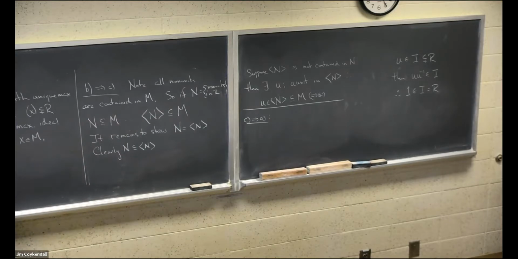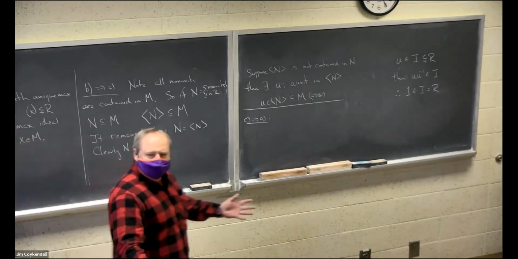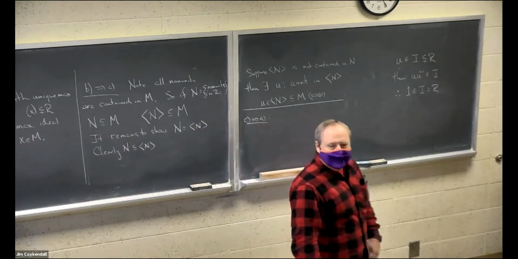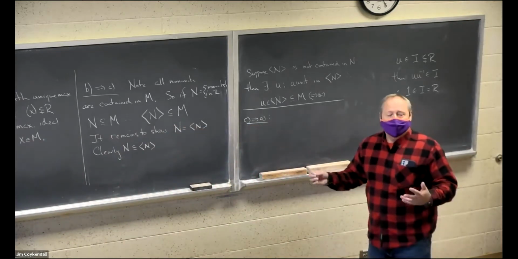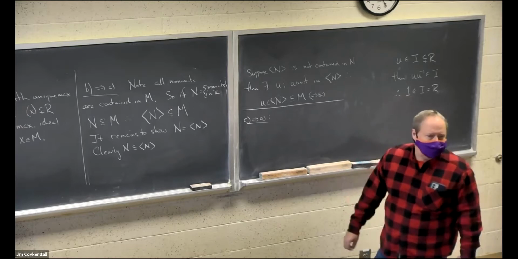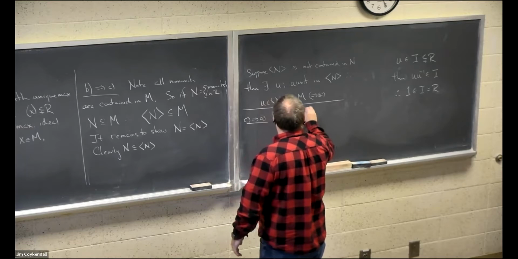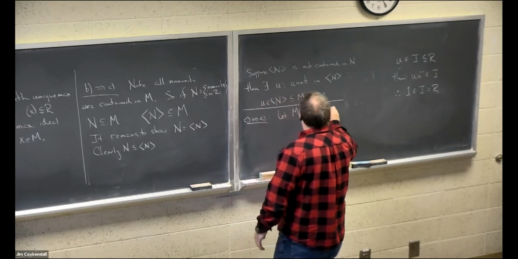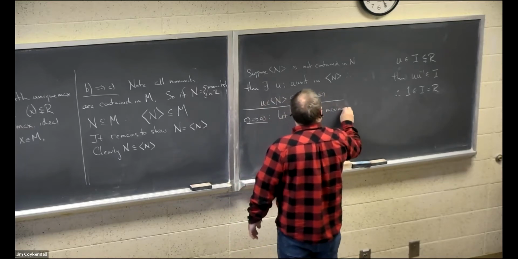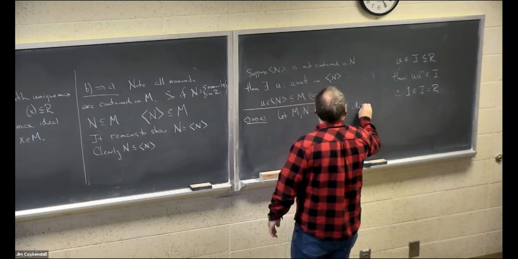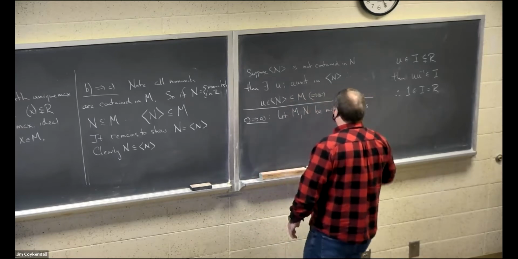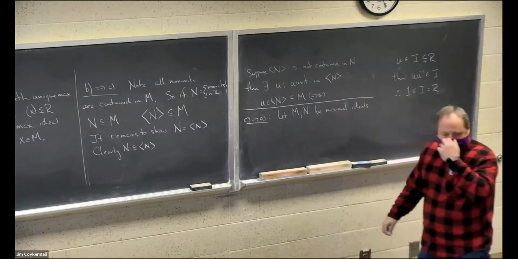Right? So we assume that all non-units form an ideal. We need to show there's only one maximal ideal. So here's my strategy. I'm going to show that any two maximal ideals are the same. So let M and N be maximal ideals.